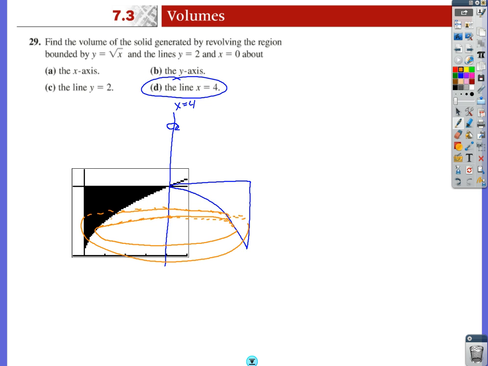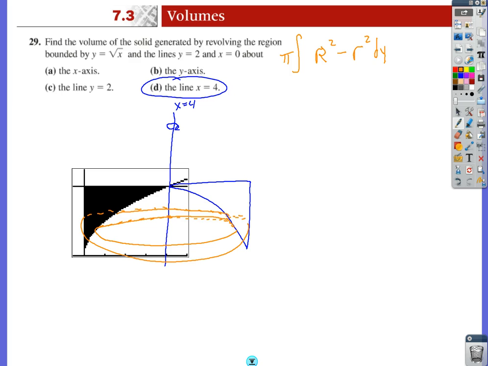Okay, and there's my ring sitting inside there. I've got two different radii that I've got to try and find, my big R and my little r. So again, it's going to be the integral of pi times big R squared minus little r squared. And because I'm rotating around something that's parallel to the y-axis, it's going to be in terms of dy.